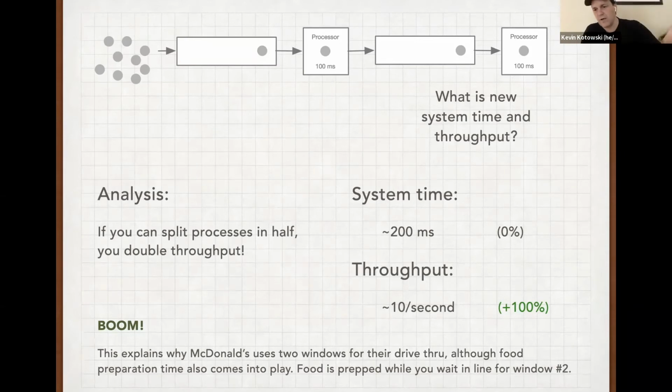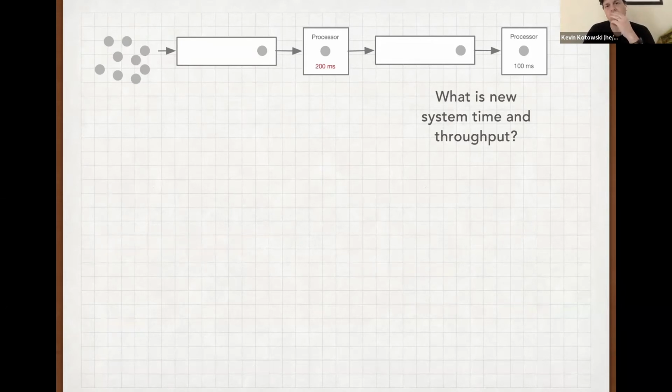There's some nuance here looking at how the food prep is happening. So there's some parallel activities that I'm not getting into in this example, but it still helps explain the concept. Okay, so what happens here?